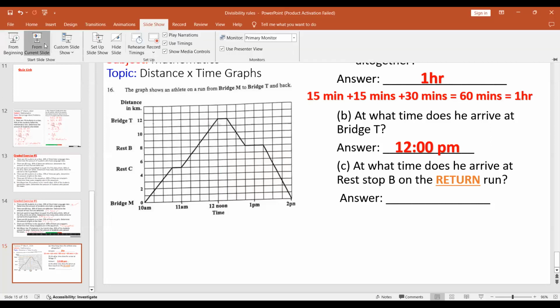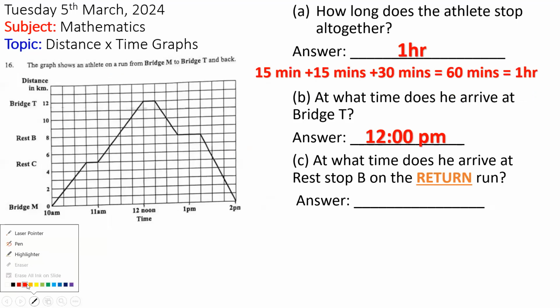Okay, so there was a return run, and they asked us what time he arrived at rest stop B on the return run. This is rest stop B right here, right? And we're going to figure out what time he arrives there on his return run. We came all the way down, and right here is where he arrived at rest B on his return run.